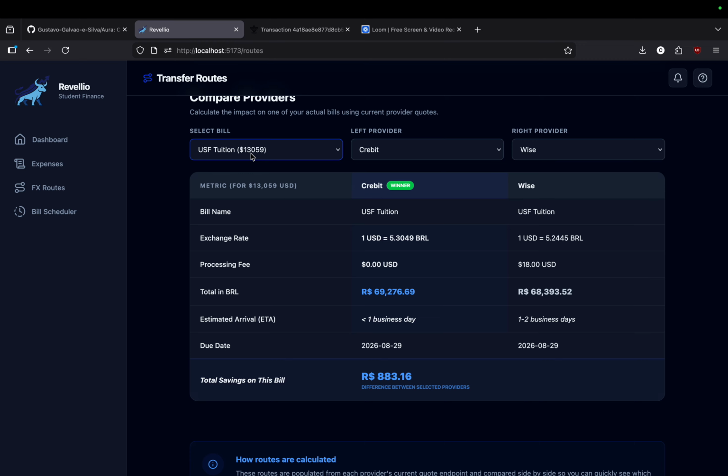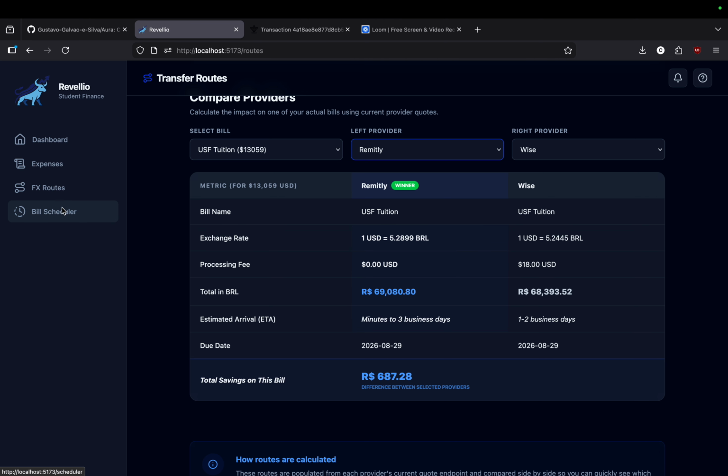Right now, we only have one because we only added one cost to the application, but presumably as the user keeps adding more and more invoices, there is more that the user can choose, and they can choose different providers and see exactly the savings that it would be doing for each one of those.